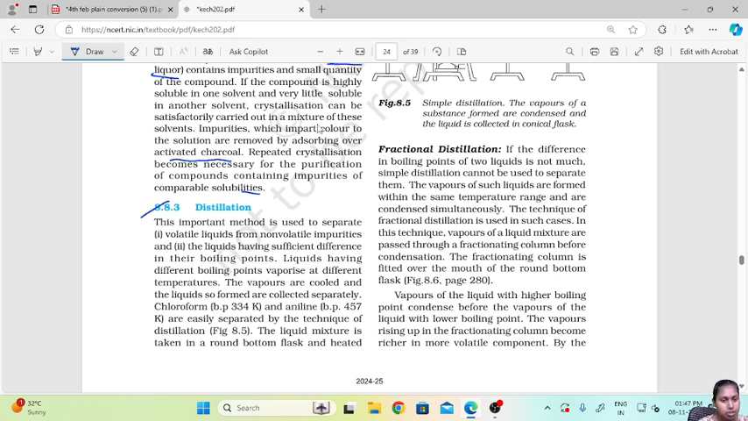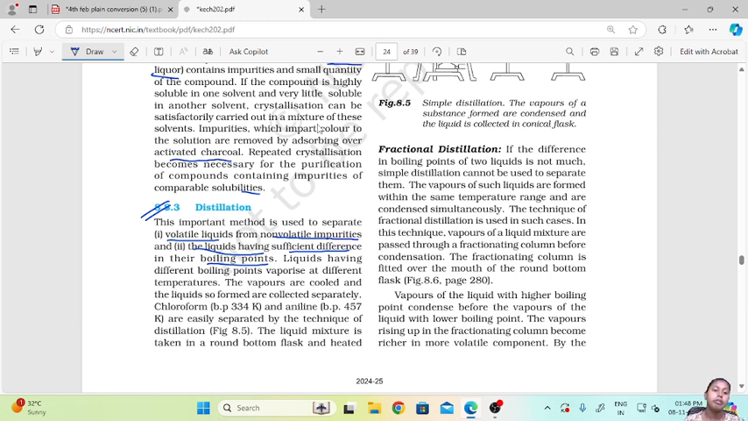Next is the distillation process. Now, this important method is used to separate. Where do we use the distillation process? Distillation is used to separate volatile liquids from non-volatile impurities, and also liquids having sufficient difference in their boiling points. You can use distillation in two conditions.